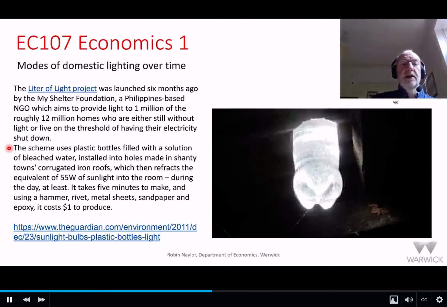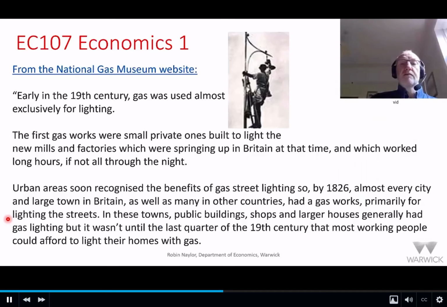And then this solution within the bottle refracts the equivalent of 55 watts of sunlight into the room, essentially enhancing the extent to which natural sunlight illuminates the interior of a room. So to this day, there are still huge variations in the way in which people are able to illuminate their domestic surroundings. I'm not going to read through all of this slide.